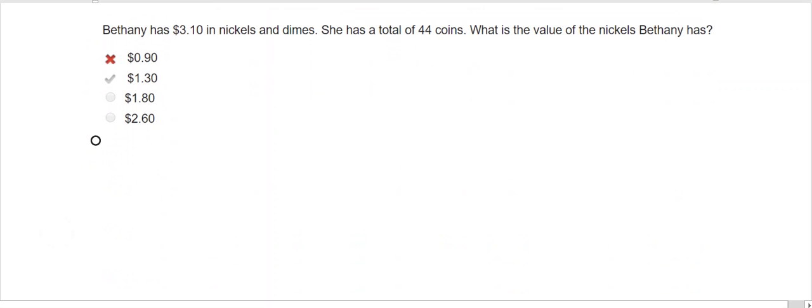And then the last one, oh, these are my favorite. Bethany has $3.10 in nickels and dimes. She has a total of 44 coins. What is the value of nickels that Bethany has? So we have two situations. We have the cost, how much a nickel and a dime is worth and how much money she has. And then we have the actual physical number of coins that she has.